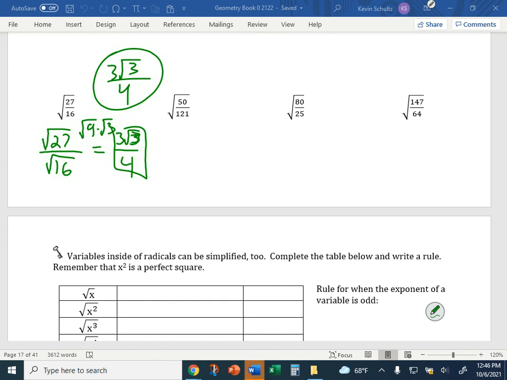Same thing with root 50 over 121. We would start by breaking this down into the root of the numerator over the root of the denominator. Root 50 over root 121. Again, your denominator is kind of taken care of. It's a perfect square, so it works out evenly. You evaluate that, and then you can simplify the root of 50. Okay? Questions on this?